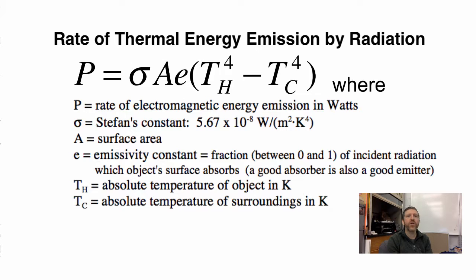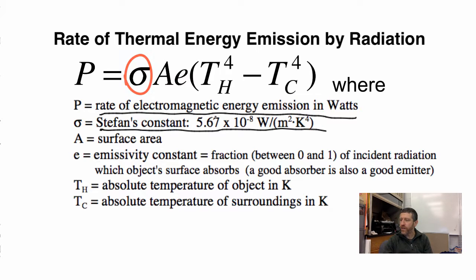Now, you don't actually have to know this equation. What you have to understand is what qualitatively affects how much radiation is given off. P is power. It's, again, the rate of electromagnetic energy emission. It is in watts. Sigma is a constant, so we don't even have to worry about this constant qualitatively.